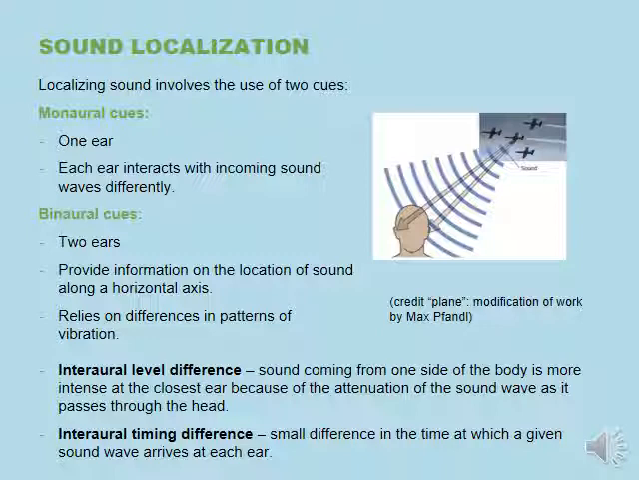Interaural level difference: sound coming from one side of the body is more intense at the closest ear because of the attenuation of the sound waves as they pass through the head. And the interaural timing difference: a small difference in the time at which a given sound wave arrives at each ear. Say, for example, the sonic boom also plays into that. Then you also have the visualization. Again, those are all the things that play into our ability to interpret sound itself.